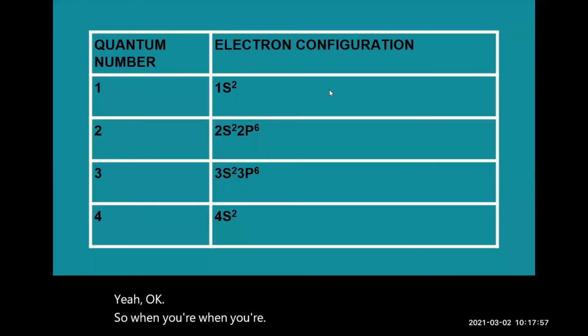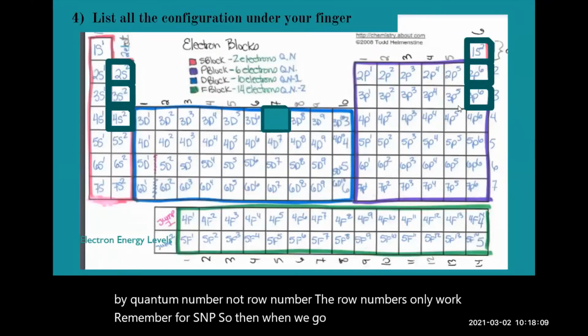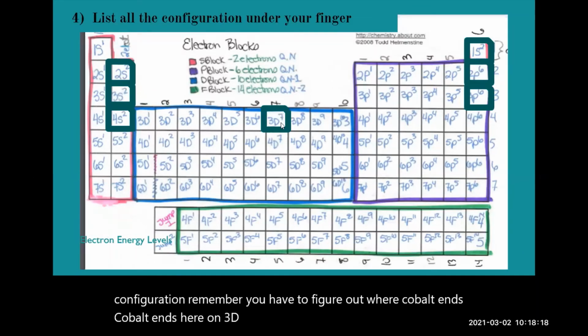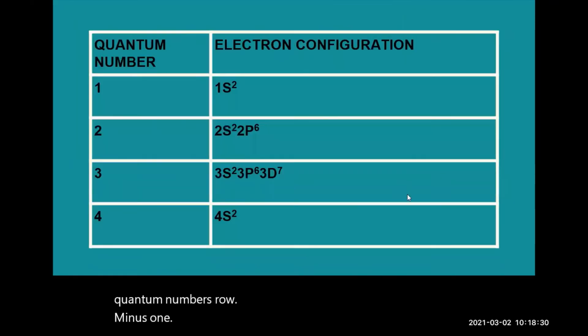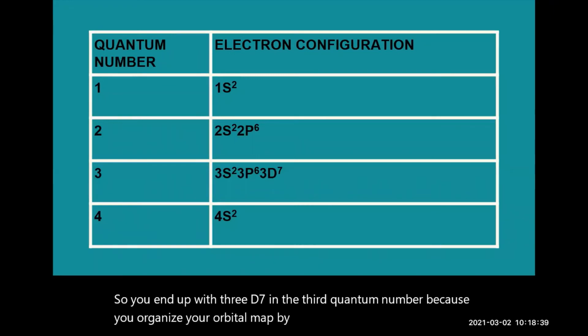So now when you're filling in your orbital map, you're organizing it by quantum number, not row number. The row numbers only work, remember, for S and P. So when we go back to our electron configuration, you have to figure out where Cobalt ends. Cobalt ends here on 3d7. You're not going to be putting it in column 4. You're going to be putting it in quantum number 3, because remember, the quantum number is row minus 1. So you end up with 3d7 in the 3rd quantum number because you organize your orbital map by quantum number, not row number.